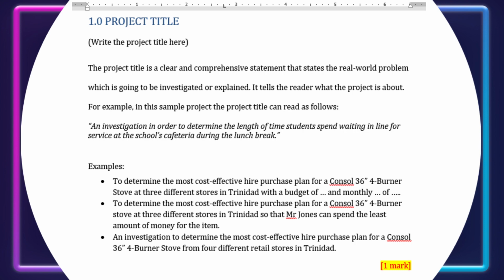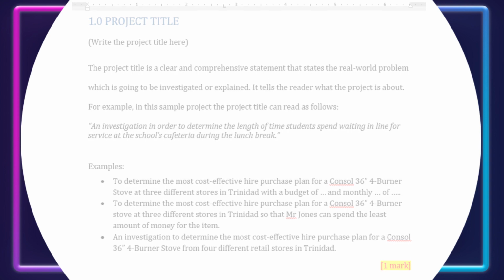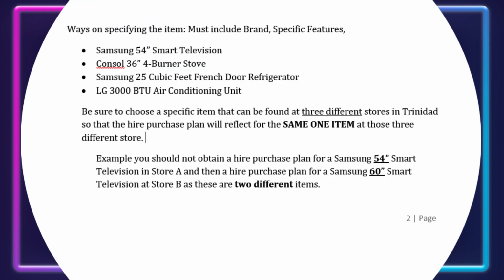To determine the most cost-effective hire purchase plan for a console 36-inch 4-burner stove at 3 different stores in Trinidad with an available deposit of $350 and monthly budget of $350. 2. To determine the most cost-effective hire purchase plan for a console 36-inch 4-burner stove at 3 different stores in Trinidad so that Mr. Jones can spend the least amount of money for the item. 3. An investigation to determine the most cost-effective hire purchase plan for a console 36-inch 4-burner stove from 4 different retail stores in Trinidad.